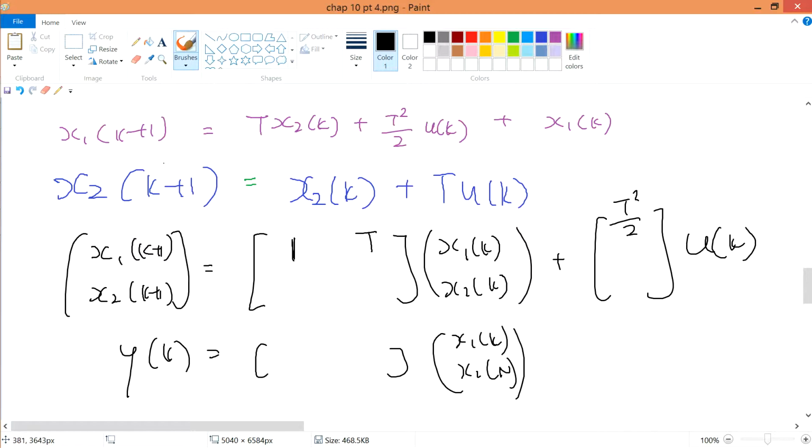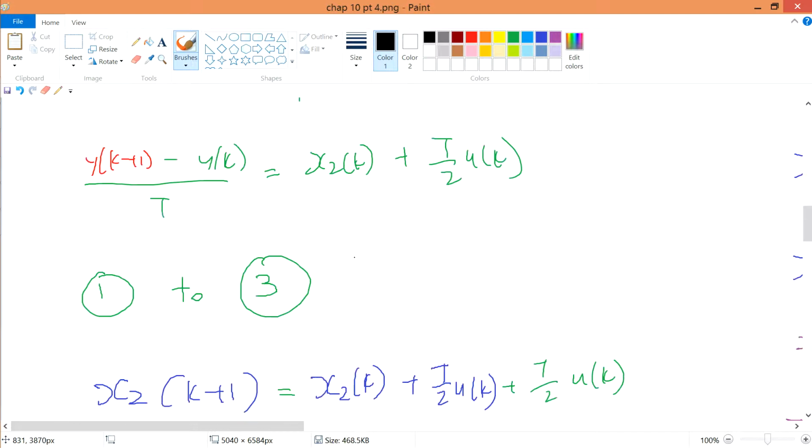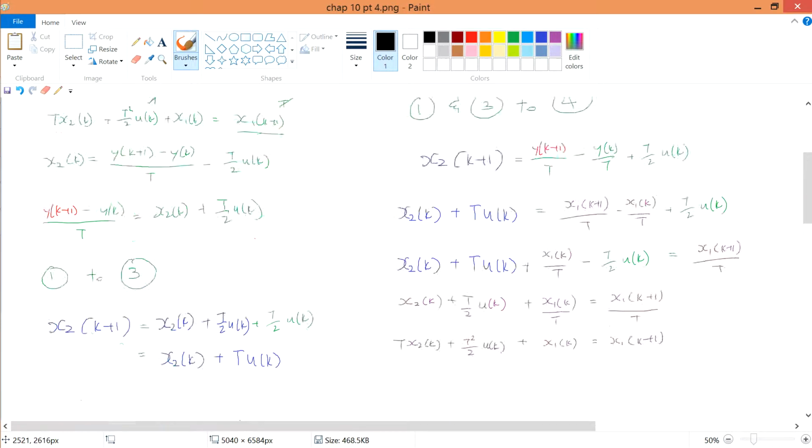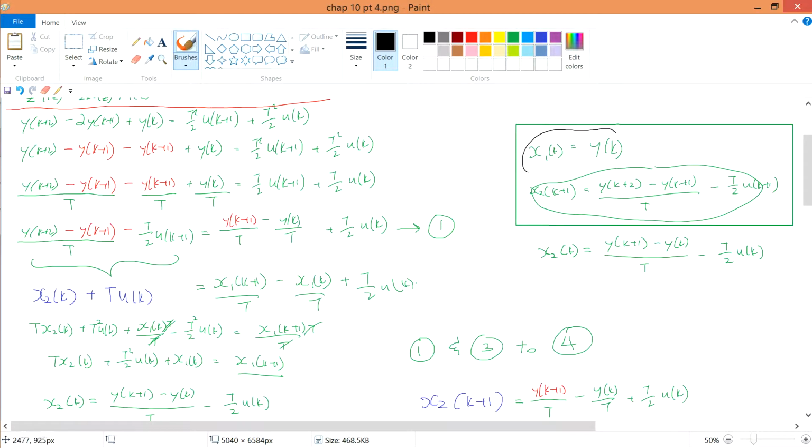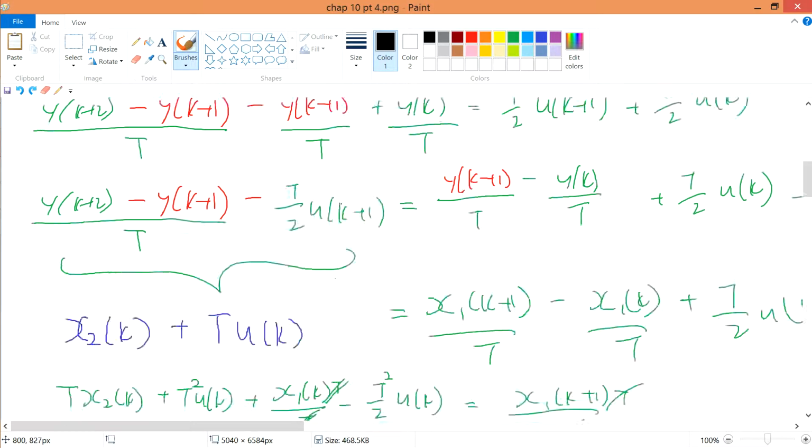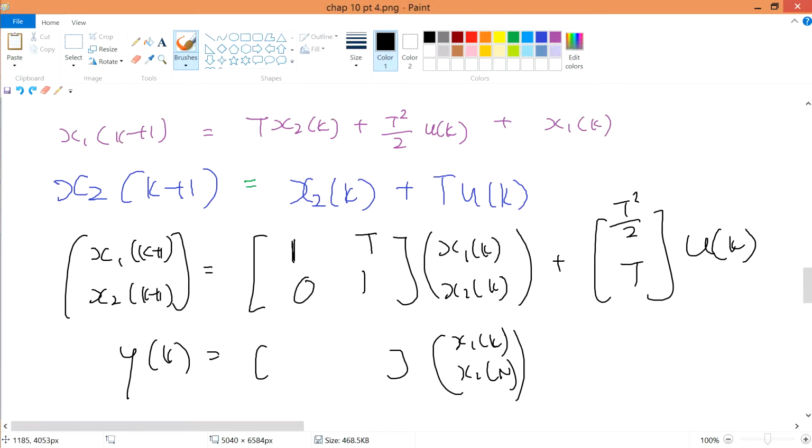Next, alright, x2k plus 1 is equals to 1 times x2k. Alright, x2k. Then tuk is what? Tuk is t times uk. And then I have no x1, so it's simply 0. And then we say that our boundary condition, not boundary conditions, we ourselves set it as x1k is equals to yk. Doable. So therefore 1 times x1k is equal to yk, while 0 times x2k is just 0.